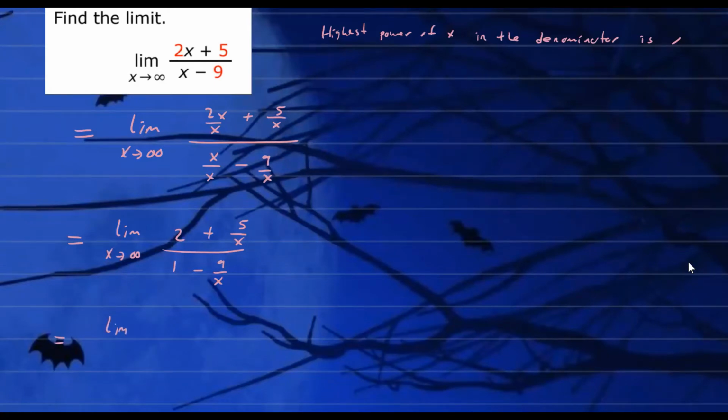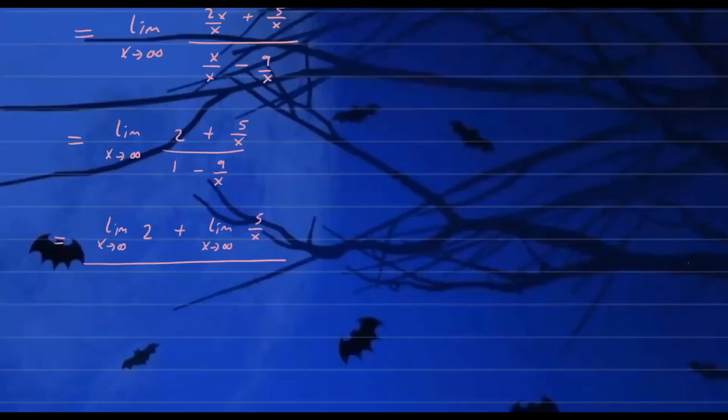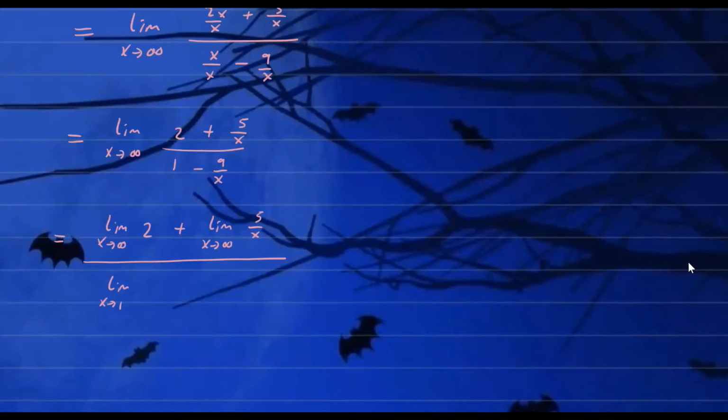So first we take the limit as x approaches infinity of 2 plus the limit as x approaches infinity of 5 over x, all over the limit as x approaches infinity of 1 minus the limit as x approaches infinity of 9 over x. Now you take these individual limits. The limit of a constant is the constant itself. So that's 2 plus, now what about this one?